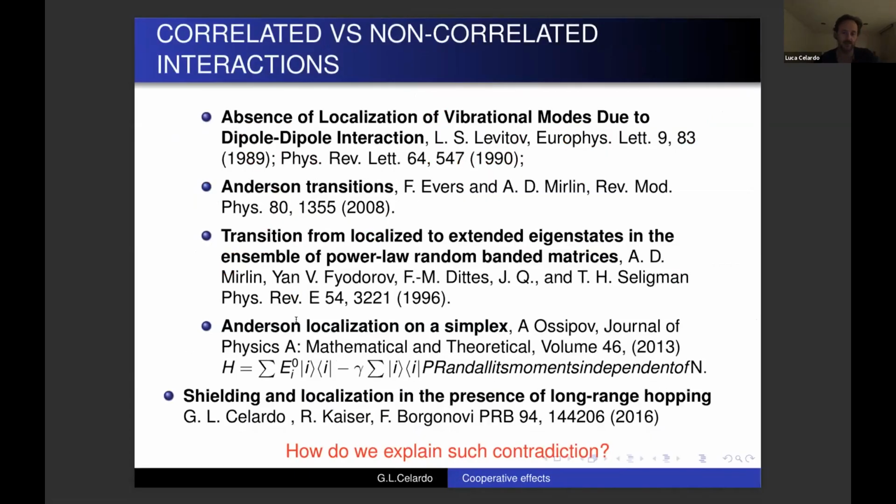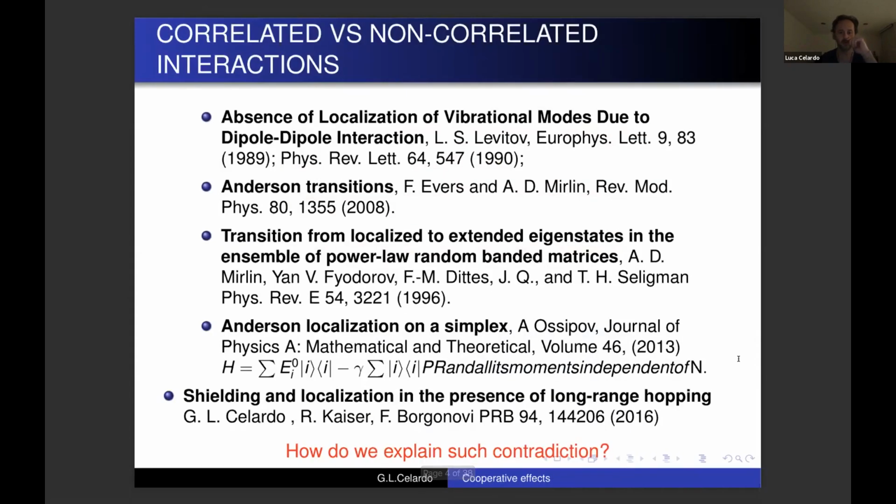This general expectation has been confirmed by several studies, for instance by Mirlin and Fyodorov, as well as Levitov, whom I mentioned. On the other hand, recently the opposite has also been found. For instance, there is a nice work by Osipov in 2013, which shows that if you have a very long range interaction, actually an interaction that doesn't decay with the distance, you have strong signatures of localization. Then we published a paper in which we explain this contradiction, proposing this cooperative shielding effect. This is what I'm going to talk about now.